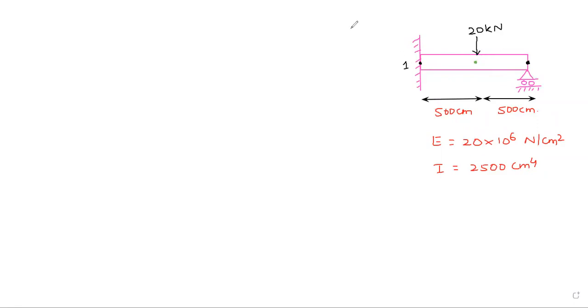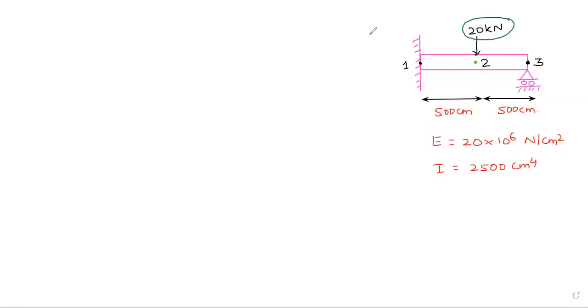So let us take this is node number 1, this is node number 2, and this is node number 3. So here this has converted into a 3 noded problem, right? Since we have only one element, initially you will say, sir, this is of one element only, because one side is fixed, another side is hinged. But since this 20 kilonewton load is acting at this point, we have to consider a node at this point also.